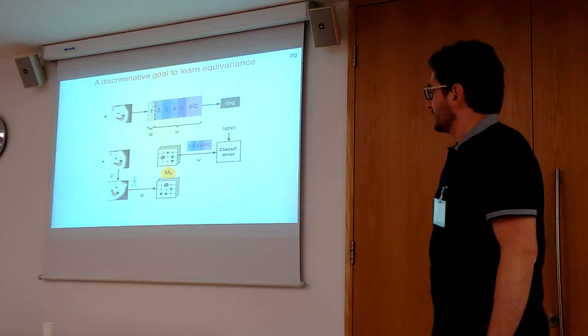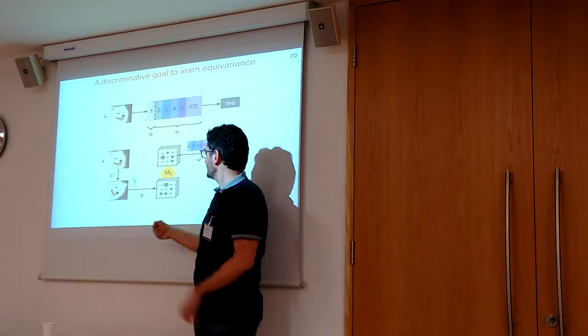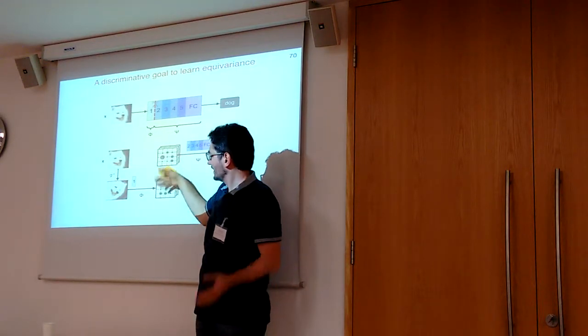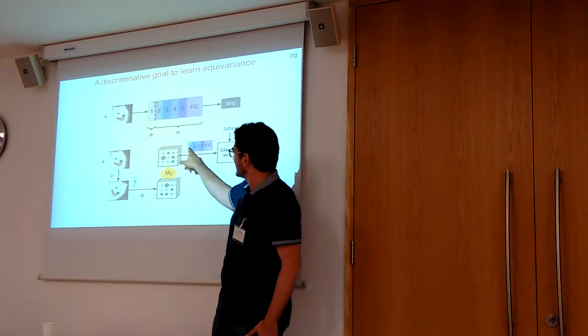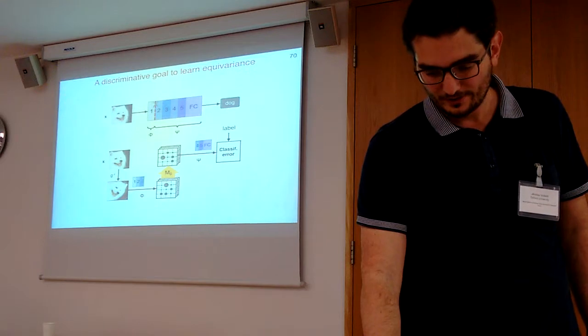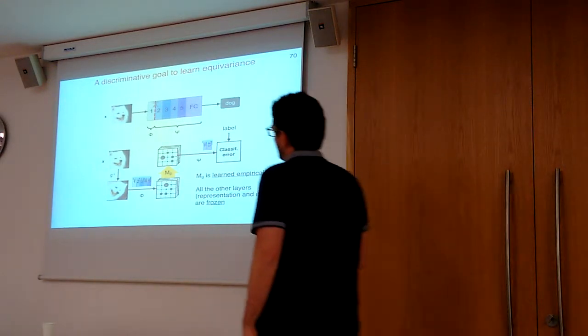What we're going to try to do is take the input image X, transform it, rotate it, and compute the representation. Then we try to undo the effect of the transformation by learning M_G, and then we freeze the rest and try to classify the image as before. We learn M_G, and everything except M_G is frozen.